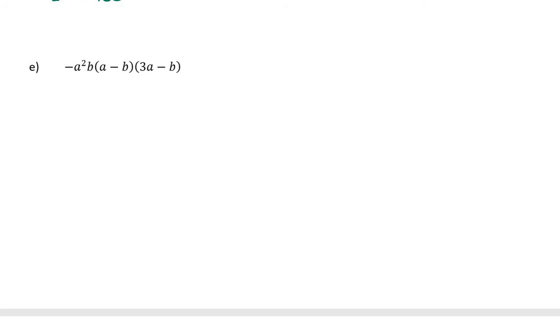Okay, on to question E. Question E, there's quite a chunky thing outside the bracket. Not a problem. I'm going to leave that chunky thing outside, and I'm just going to do my binomial times my binomial. So a times 3a is 3a squared minus ab minus 3ab plus b squared.